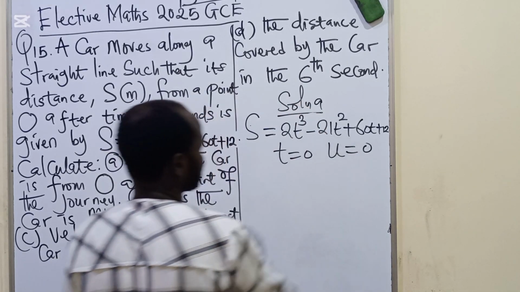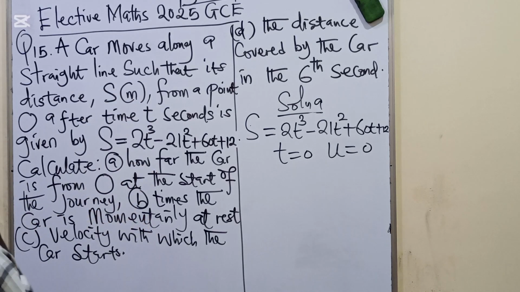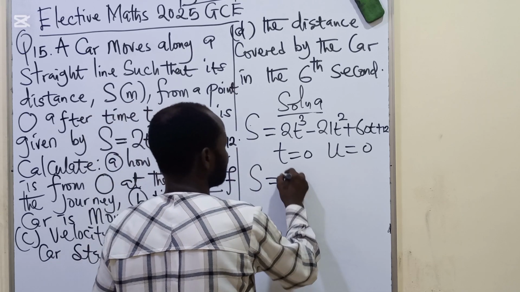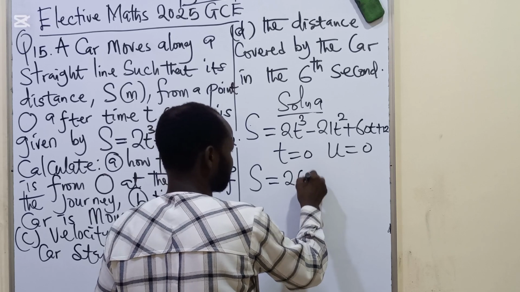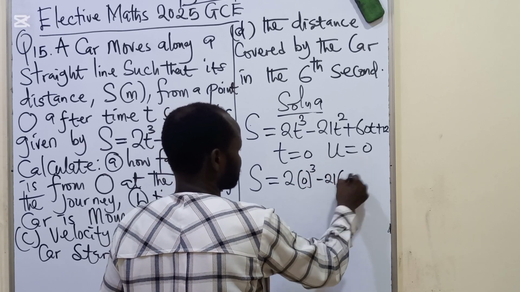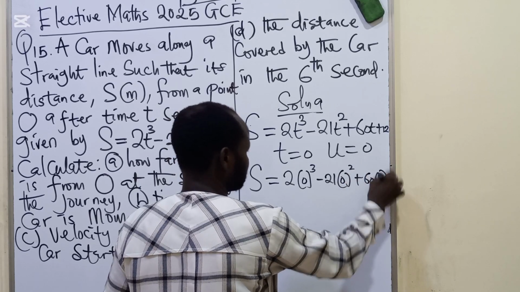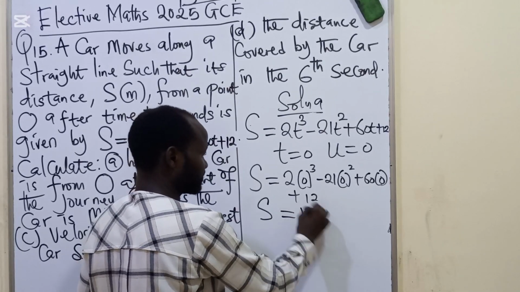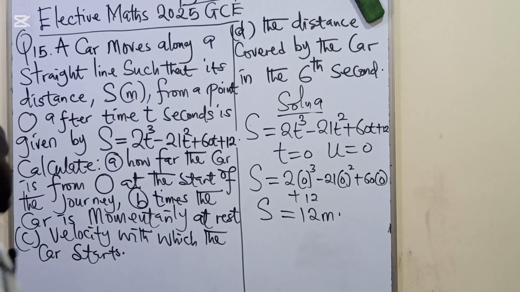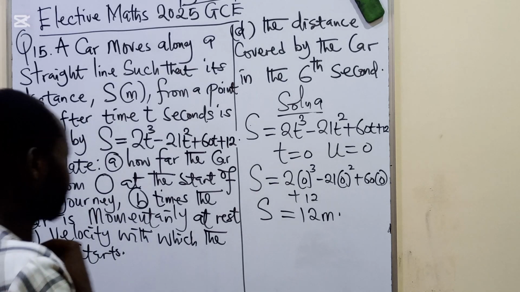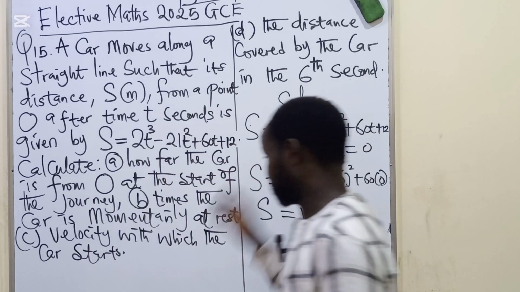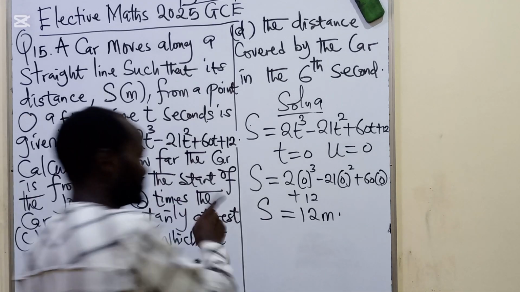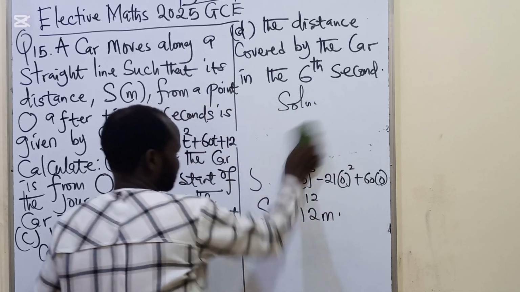So let's substitute t equals 0 into this function and see. We are asked how far is the car, so the distance now will be, anywhere we see t, we put 0. That's 0 cubed minus 21 into 0 squared plus 60 into 0, then plus 12. The whole of this will give us 0 plus 12. So the distance s now will be 12 meters. How far the car is from O at the start of the journey? The car was 12 meters from O. So this is the solution to A. Very simple and direct. Let's move to B. Permit me to clean this A so that I can have space to analyze B.